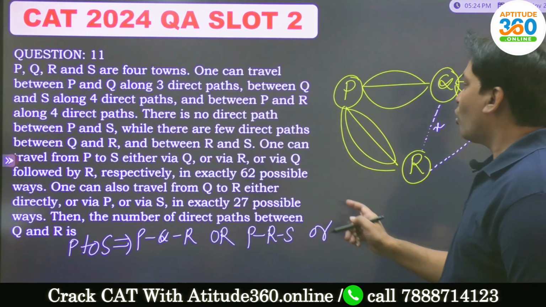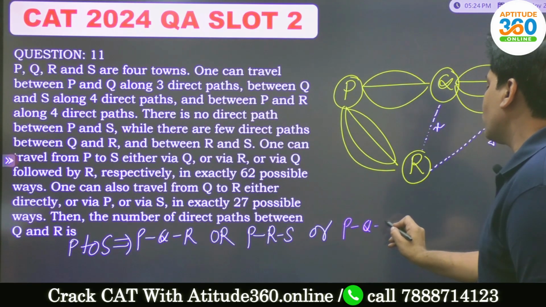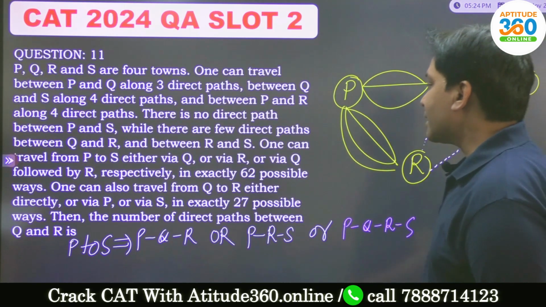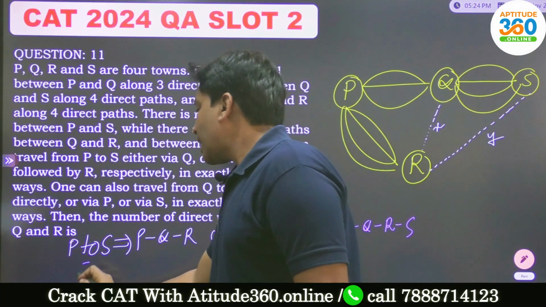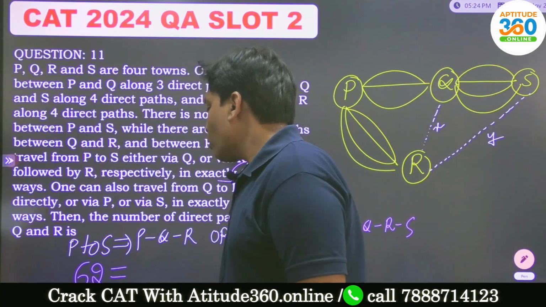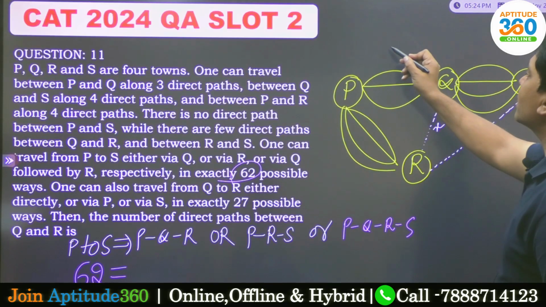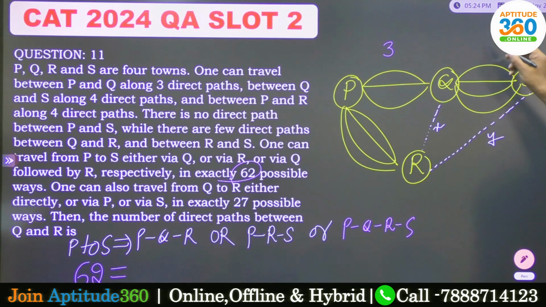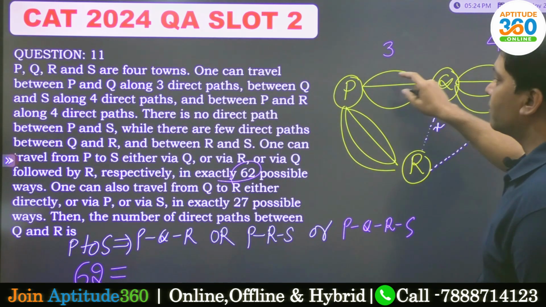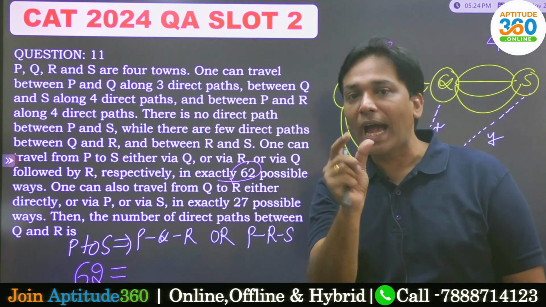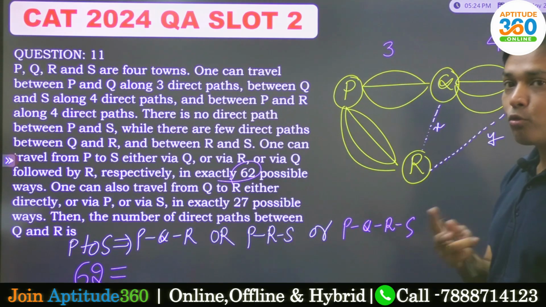It says that you go from P to Q, Q to R, R to S, in exactly 62 ways. So please understand this. P to Q there are 3 ways, either this path or this path or this path. So the rule of addition says you will have to add. And Q to S, either this path or this path or this path or this path. So there are 4 ways to go from Q to S.